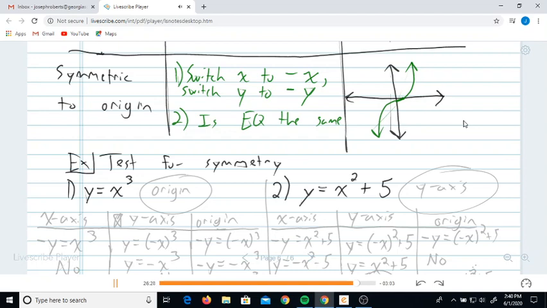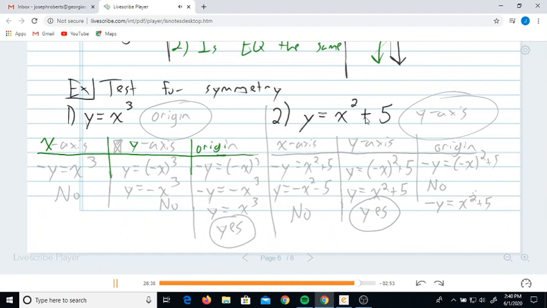So let's do some examples here. When it says test for symmetry, I want you to test for all three. So you got x-axis, y-axis, and origin. We're going to test all three of these. So let's start with x-axis. If we reflect over the x-axis, we're going to change the y-coordinate. So when we switch it, you can see here that we get a different equation.